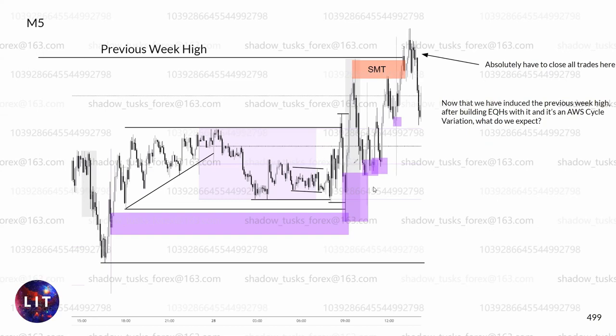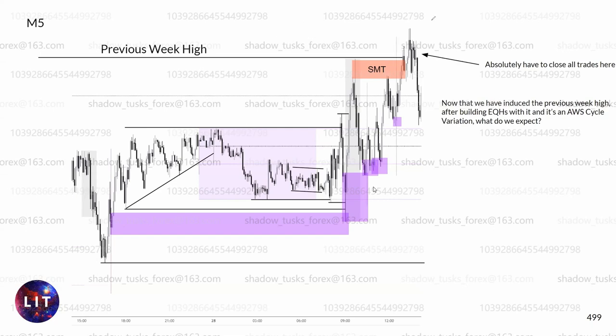Regardless of how many trades you're in or where you're in your trades, you have to close your trades at this point here. We've created equal highs with the previous week high. We've given an SMT reaction. We've built so much liquidity here. And then we vector through, even though it's not within timing, we vector through. So this has to be the point where you close all your trades.